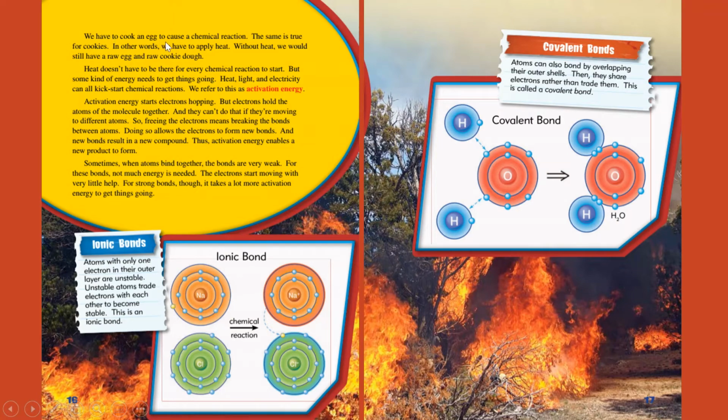We have to cook an egg to cause a chemical reaction. The same is true for cookies. In other words, we have to apply heat. Without heat, we would still have a raw egg and raw cookie dough.